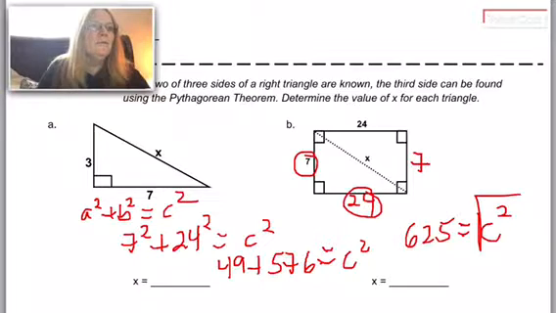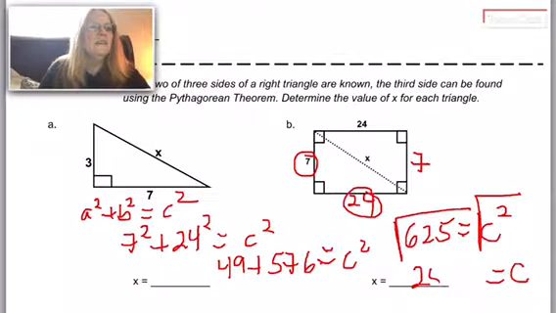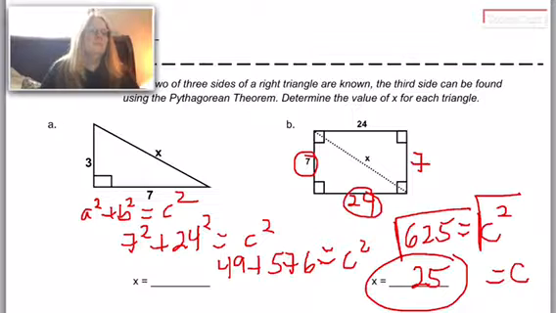So we take the square root of c squared, which is c, and the square root of 625. Now, the square root of 625 is actually a perfect square, and it is 25. Okay?